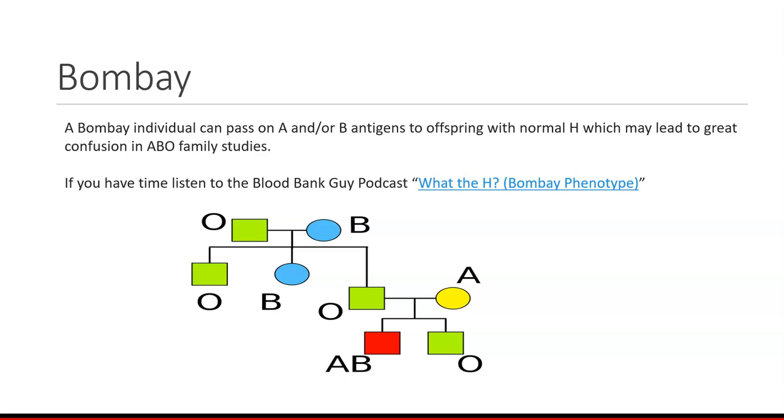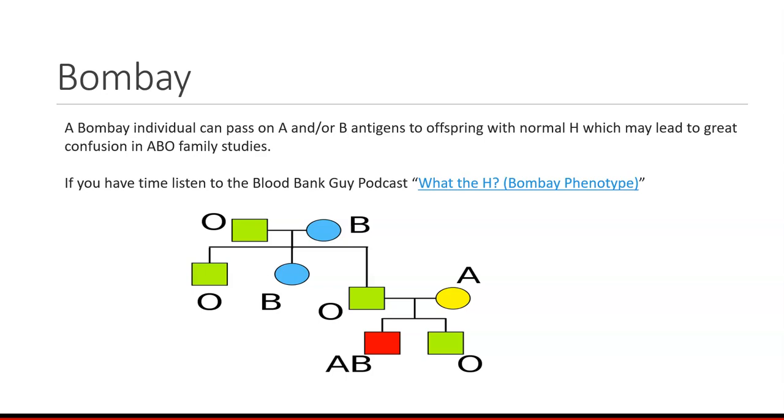Let's apply our knowledge of genetics to the Bombay genotype. So a Bombay individual, again, can pass A and or B antigens to their offspring with normal H, which may lead to great confusion. So in the first example, we have a group O dad, a group B mom, and the offspring are two group O's and a group B, which makes sense because mom can be a BO.